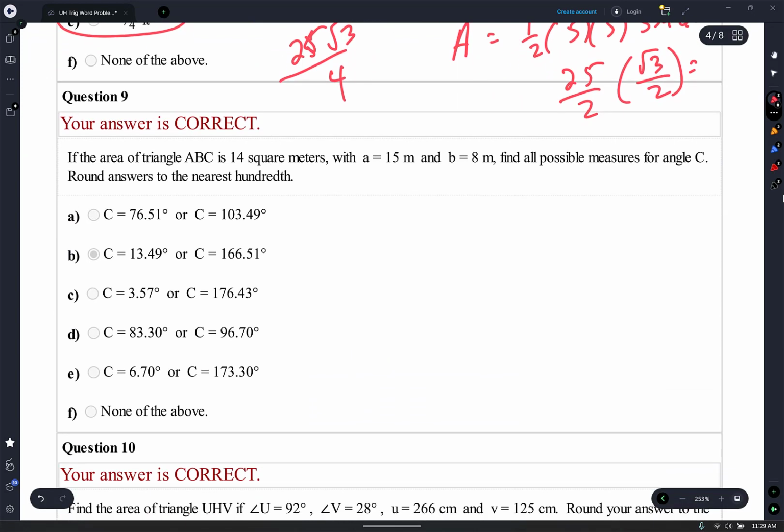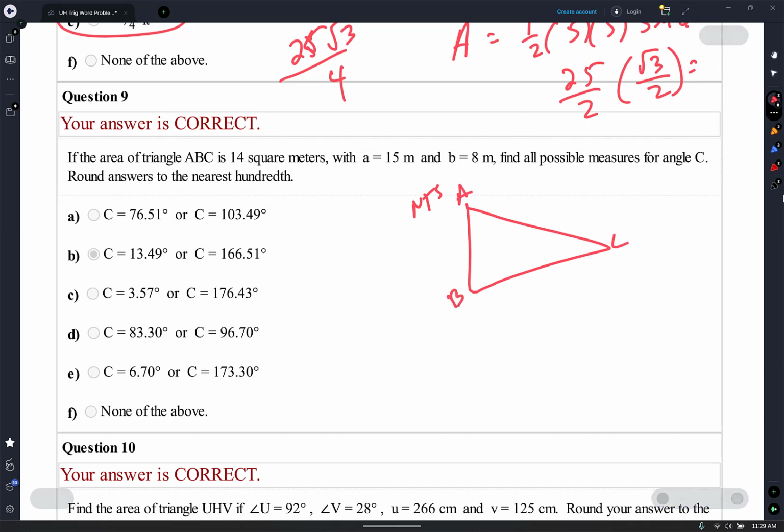Find the area of a triangle ABC is 14 square meters. Okay, so I have a triangle, not to scale, ABC. The area is 14 square meters. Little a is 15, so this side is 15. I know that doesn't look like 15. And little b is 8. So I need angle C. Find all possible measures for angle C. Okay, perfect, it's data. The two sides connecting C, or making this angle, that's all I need, guys.